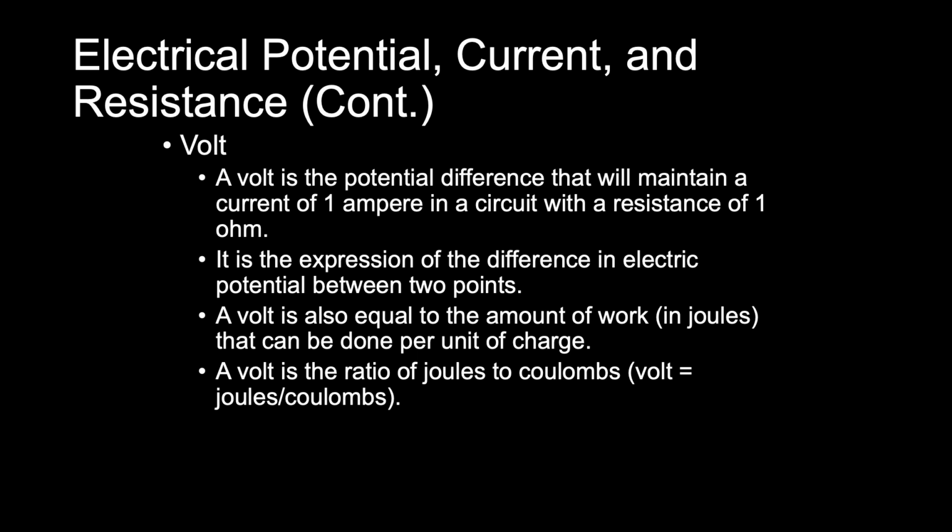The volt is also equal to the amount of work in joules that can be done per unit of charge. A volt is the ratio of joules to coulombs, which is volt equals joules divided by coulombs. For example, a battery that uses 6 joules of energy to move 1 coulomb of charge is a 6-volt battery. So you've heard of that before, a 6-volt, a 12-volt, and so on. So the exposure factors that are selected on the control panel, one of them is the kVp, and that is the kilovoltage peak.